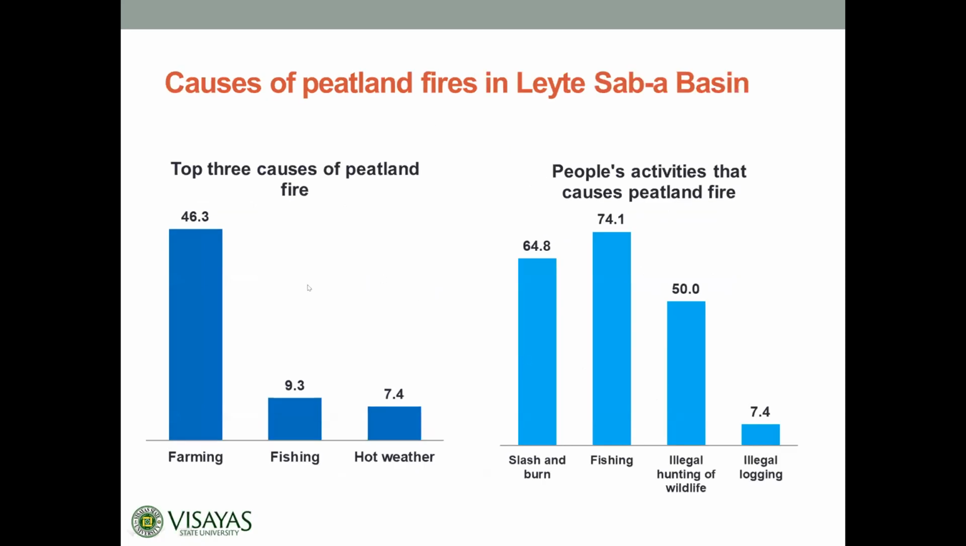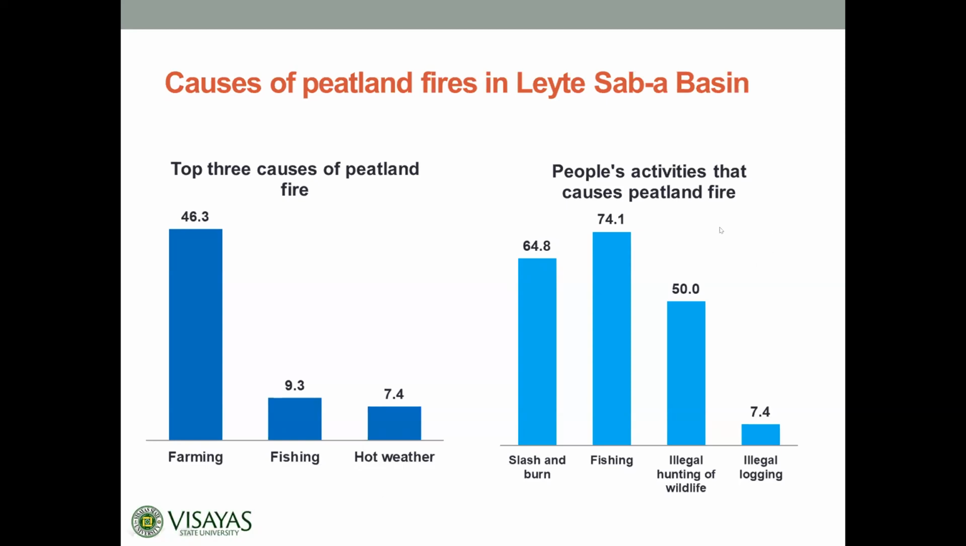So, what are the causes of peatland fires in Leyte Saba Basin peatland? The respondents told us that there are top 3 causes of peatland fires, and these include farming, which 46.3% of the 54 respondents reported, and fishing at 9.3%, and then of course hot weather, this one brought forth by climate change. So long duration dry months would really be a risk for peatland fires in Leyte Saba Basin peatland.